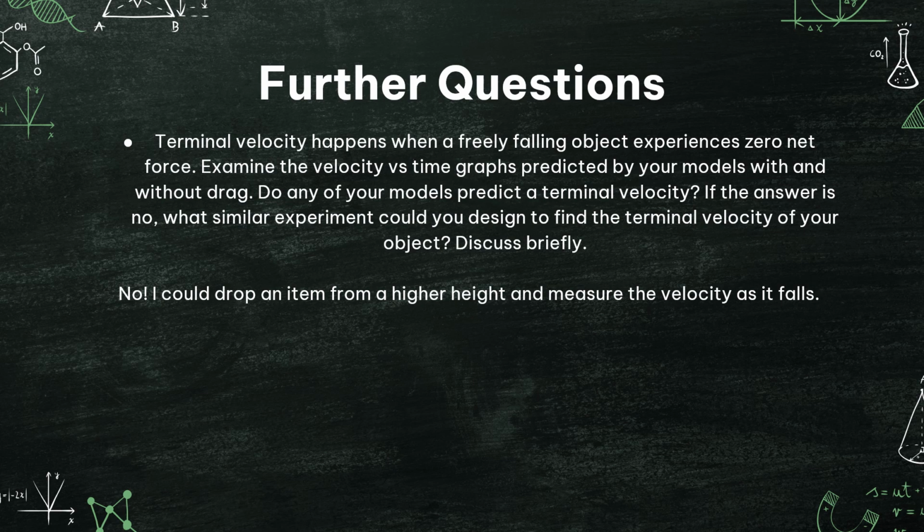When observing the velocity versus time graphs, it is clear that terminal velocity is not found in either model, because the velocity never gets to a certain value and evens out, but is continually changing until the end. A similar experiment could be to drop an item from a higher height or with a higher velocity, and then record the velocity as it falls. In this situation, it should end up leveling out to a terminal velocity.